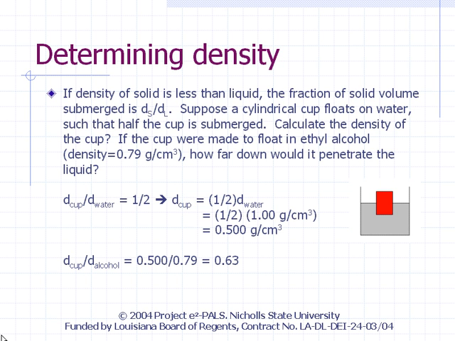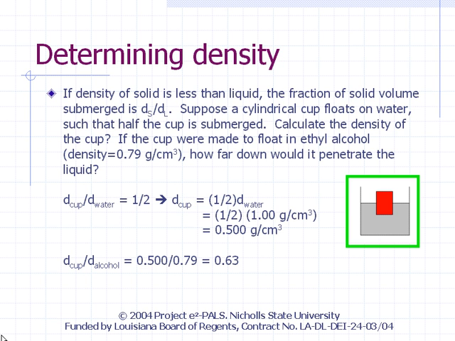We have seen that if the density of a solid is less than that of a liquid, then the solid will float if we put it in the liquid. Furthermore, the fraction of the solid's volume that is submerged is equal to the ratio of the density of the solid to that of the liquid. Suppose a cylindrical cup, represented here in red, floats on water such that half the height of the cup is submerged. What is the density of the cup?